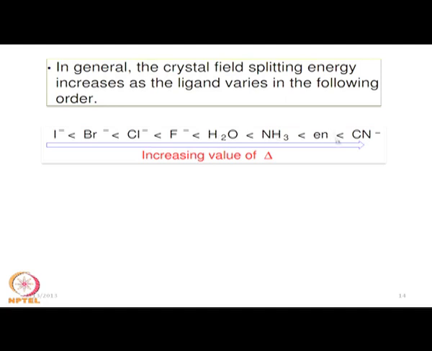So, this part is fine. The way we have seen the color of the compounds with respect to nickel 2, how bivalent nickel 2 plus is interacting with the water molecule or ammonia molecule or ethylene diamine, and how the colors are getting changed, we can straight away write this particular ordering.